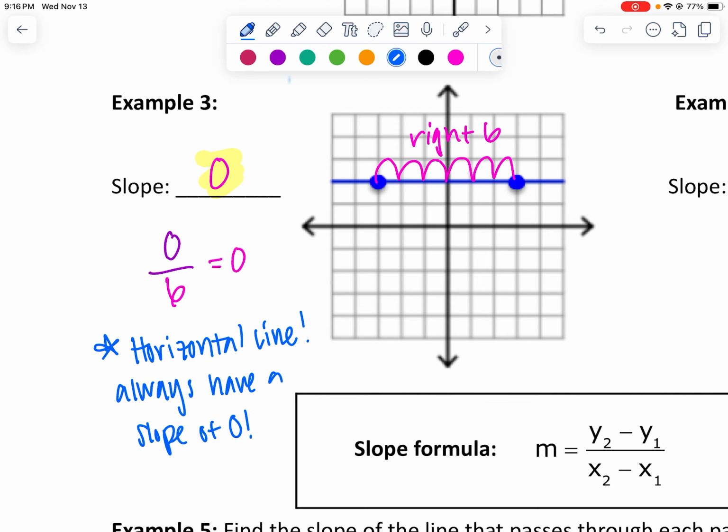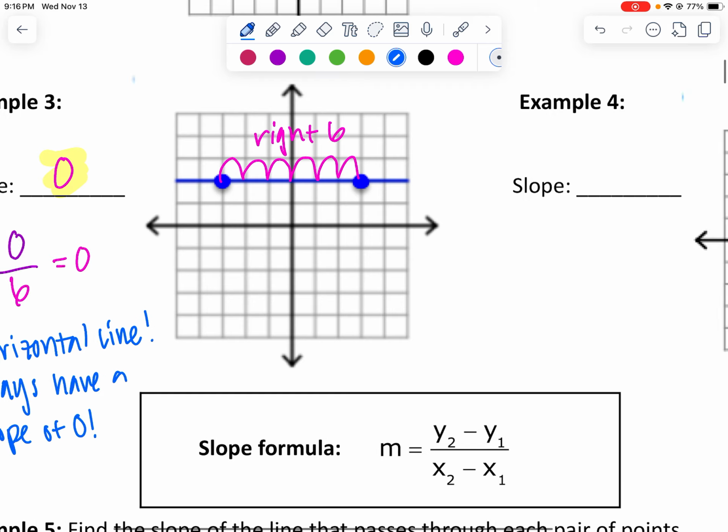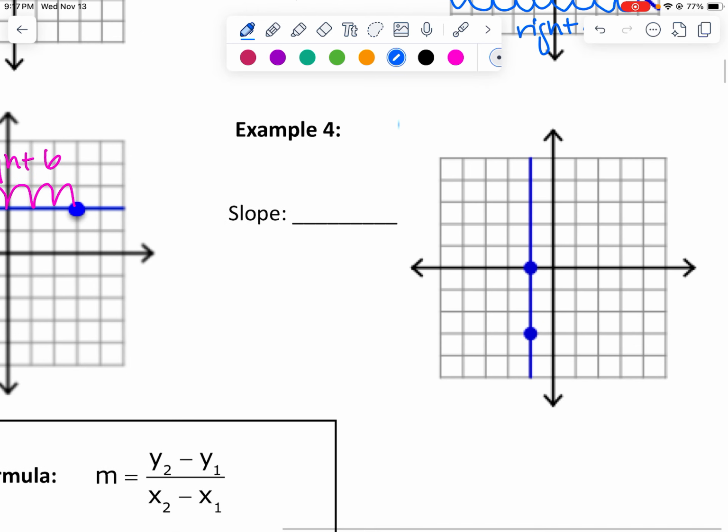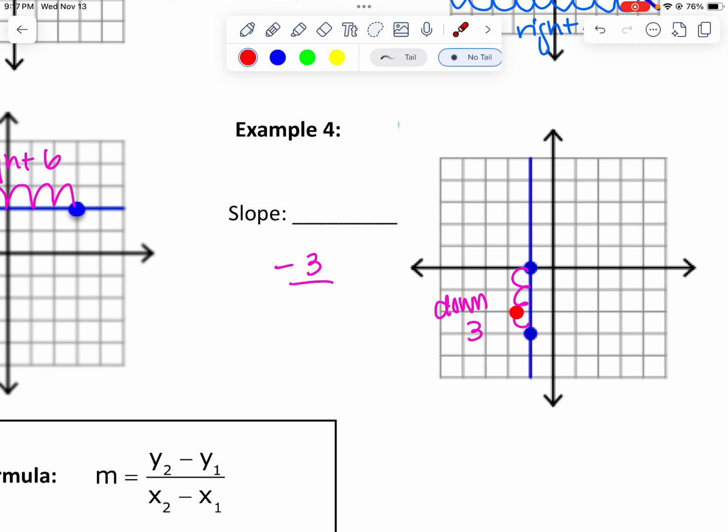Okay. And very similarly, we're going to see something similar in example 4. So this time I'm going to start with my first point up here. And it looks like I'm going to go down 1, 2, 3. So I'm going down 3. So we're going to start with -3 as my rise. We're going down 3. And it looks like if we start up here, went down the 3, we're not going left or right. So this is going to be 0.